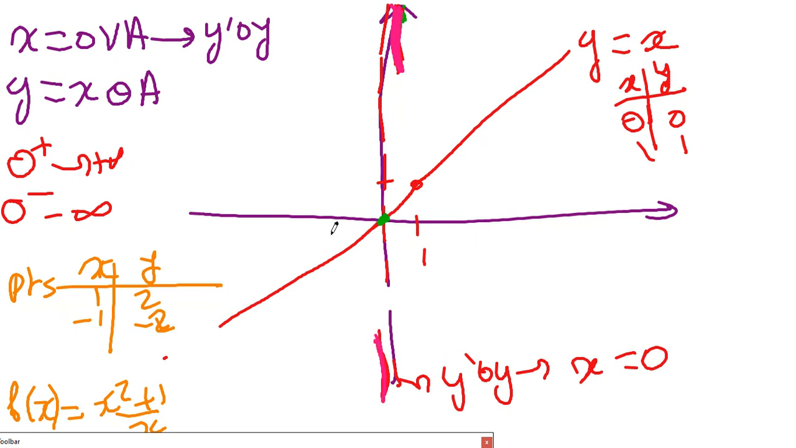You can take points before and after. 1 gives me 2, so it's approximately here. So the function is coming to this point and then goes to the oblique asymptote. Minus 1 gives me minus 2. It's from the oblique going down to the vertical.